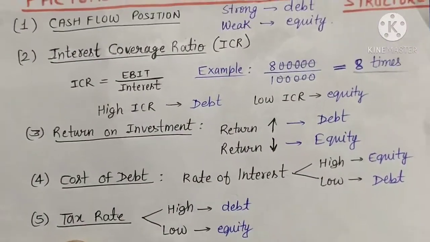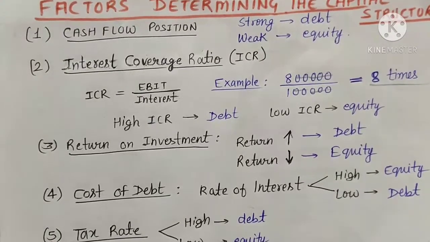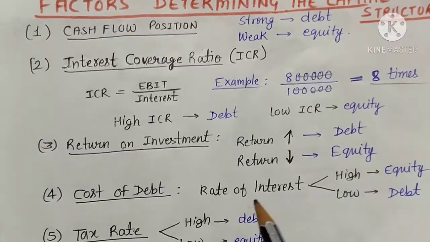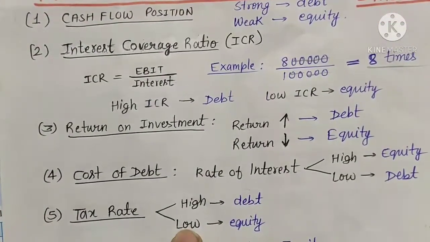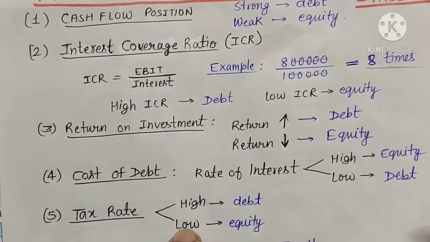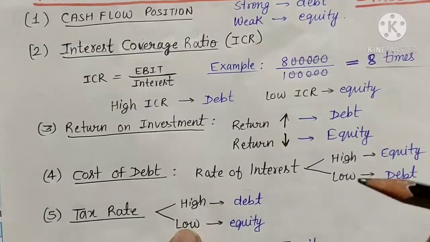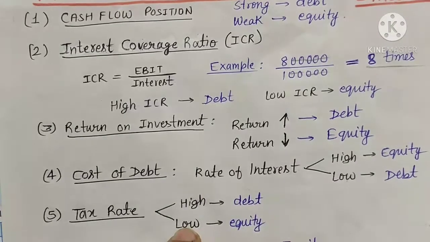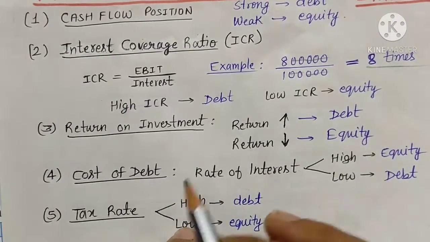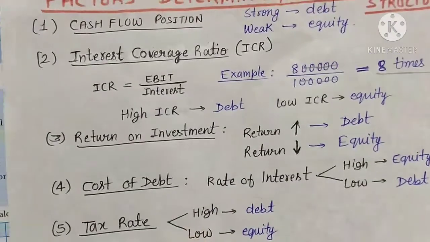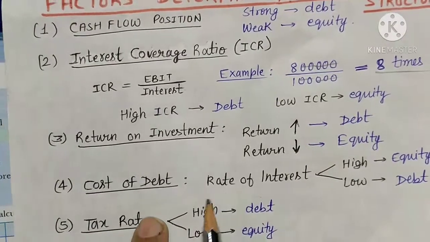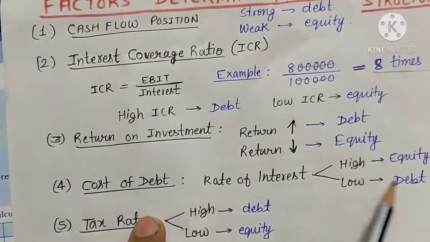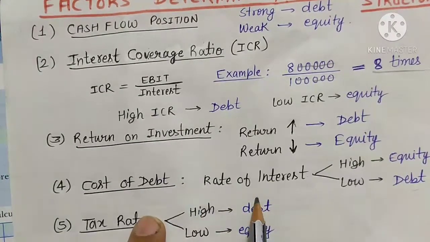Now, cost of debt: a company can arrange borrowed funds at a low rate of interest. If the rate of interest is low, like 2%, 3%, 4%, it is considerably low compared to 10%. So 10% is a higher rate, but if it is less than 10%, like 4% or 5%, it is considered a low rate of interest. In that case we should go for debt, when the rate of interest is low.